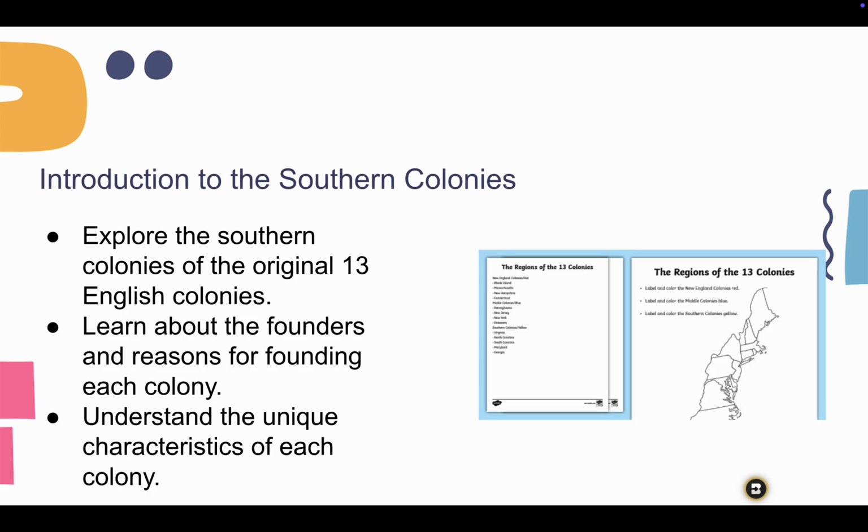And altogether there are going to be 5 total colonies. They start out as 4 colonies, but we'll learn later on the Carolinas will split into 2. We're going to learn about the founders and the reasons that they were founded for each of these colonies. We also want to explore the dates and then the unique characteristics of each colony as we go through it, both geographically, religiously, economically, maybe even a little bit on government also.